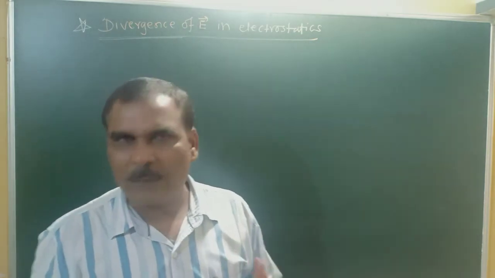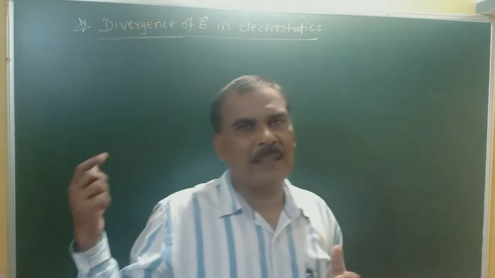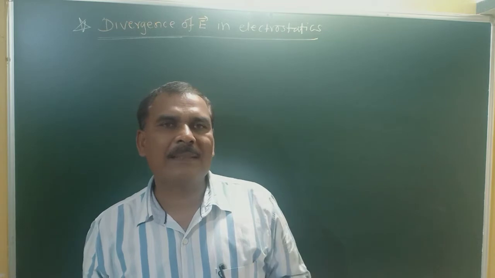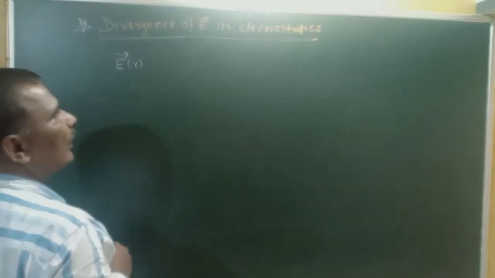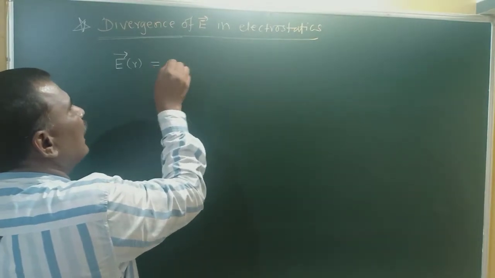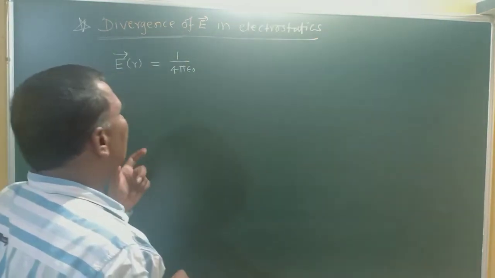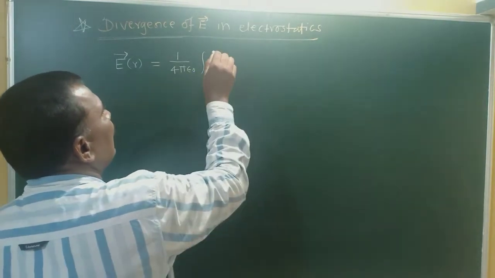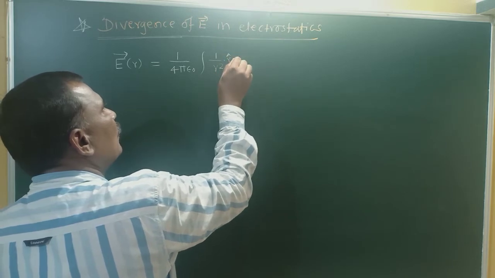Now, for calculating the divergence of the electric field, first of all we have to know what is electric field intensity. We studied it in the last lecture, and we derived one more formula for the electric field intensity in the 12th standard. Electric field intensity is given by E bar of r is equal to 1 upon 4 pi epsilon naught, a constant factor, times the integration of 1 upon r square into r cap into dq.